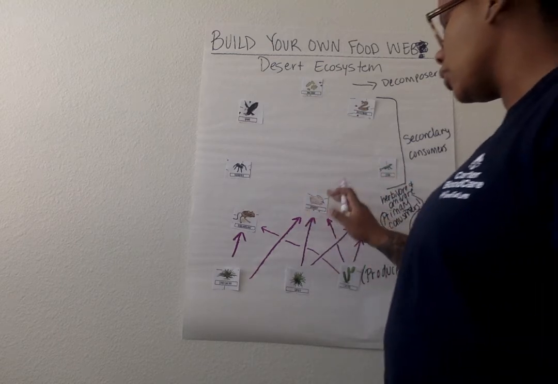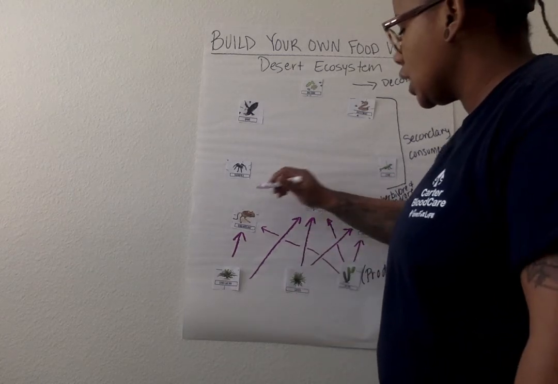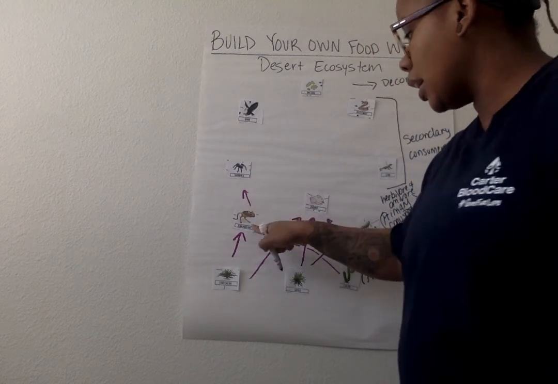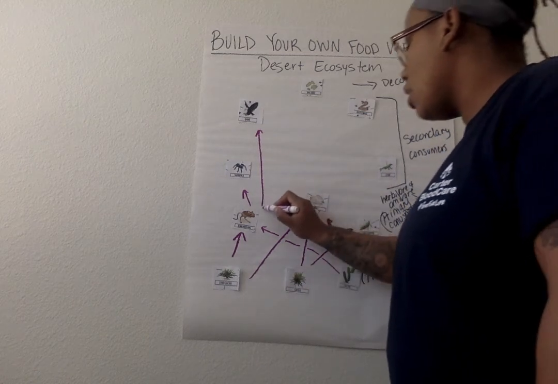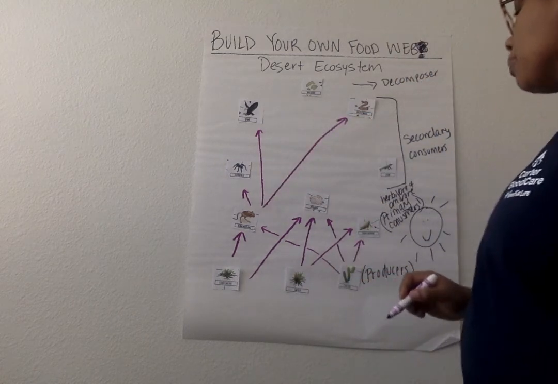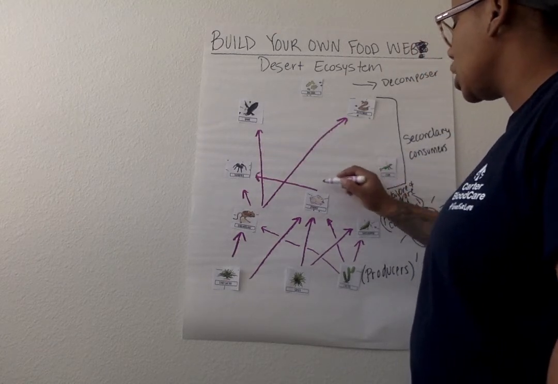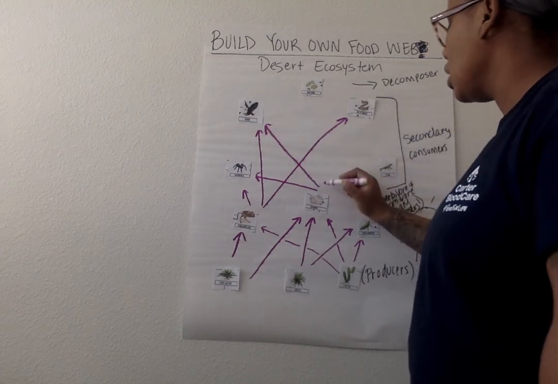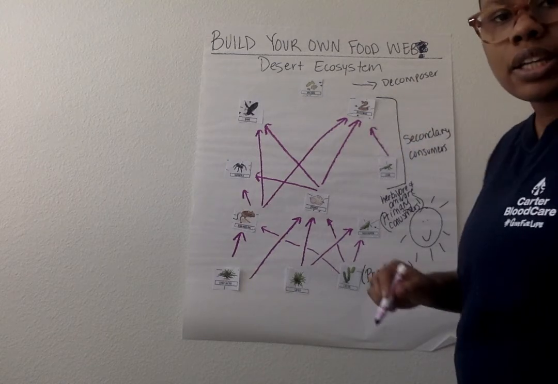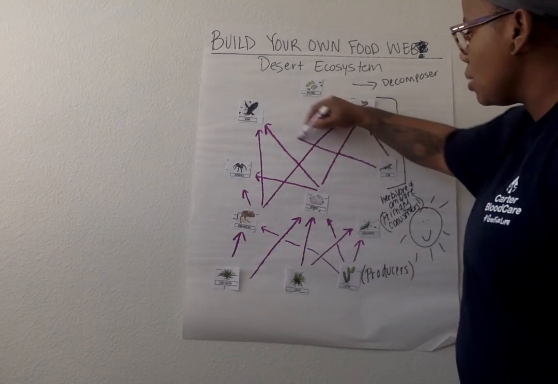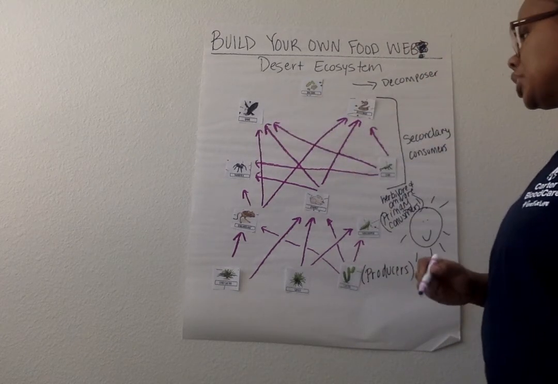Now we're going to draw arrows for our consumers. So we know that the kangaroo rat could be eaten by the tarantula, but we also know it could be eaten by the hawk and also eaten by the rattlesnake. Then we know that the rabbit could be eaten by the tarantula, and it could be eaten by the hawk, and it could also be eaten by the rattlesnake, and the lizard could be eaten by the rattlesnake and be eaten by the hawk and be eaten by the tarantula.